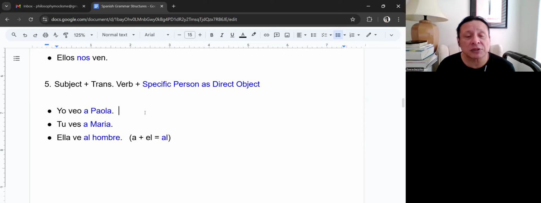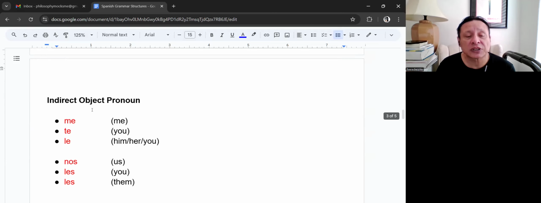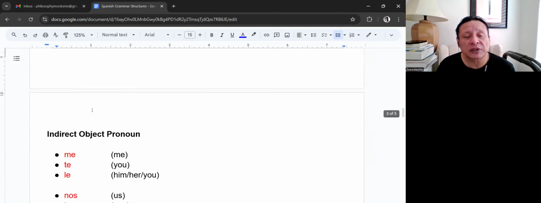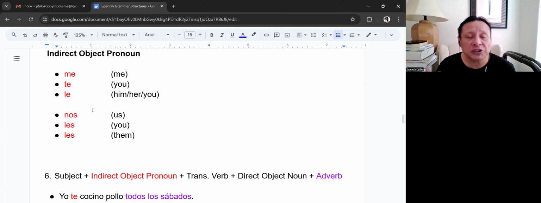So, sentence pattern number 5 is when the transitive verb's object is a specific person, and you're going to need this a. This is the distinguishing thing about Spanish grammar. We don't have this in English. We don't say, I see the Paola, or whatever. We don't throw anything before the name. Okay. Sentence pattern number 6. Oh, sorry. Before we go to number 6, we have to learn more grammar. We don't have to learn it. I'm just showing you so you know what's going on.